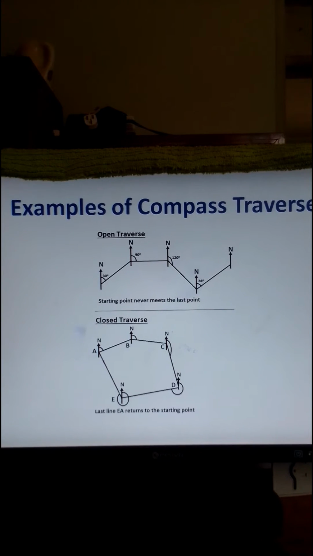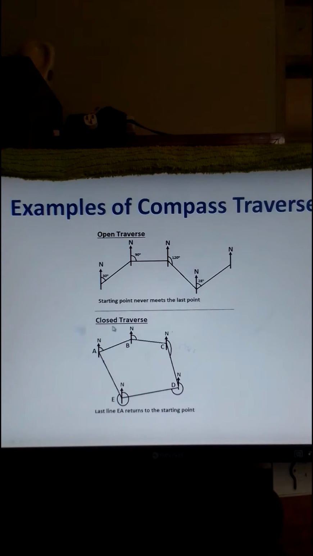The following are examples of compass traverse. We have an open traverse and a closed traverse. In an open traverse, the starting point does not meet the last point. This is the starting point, this is the last point, they don't meet. Now in this traverse, we measure angles or the bearing of lines and their distances.